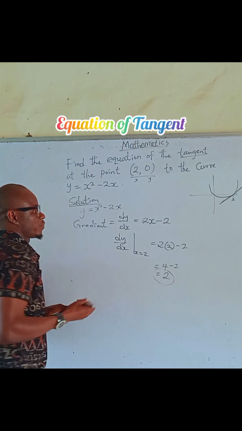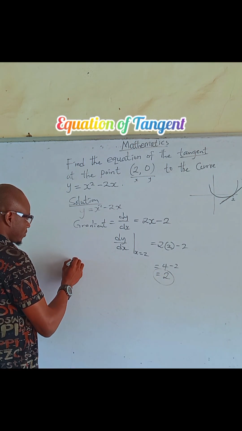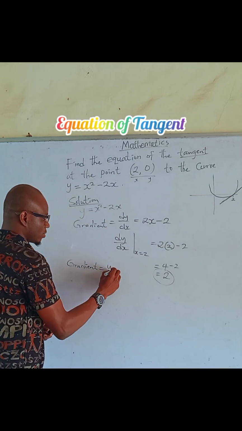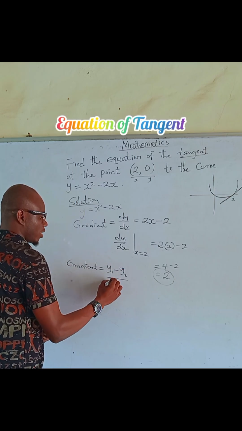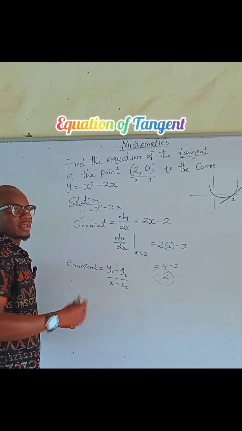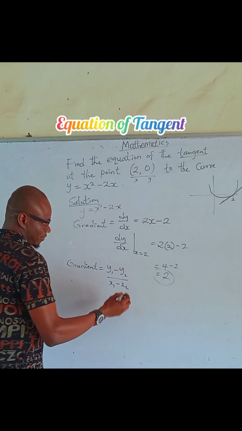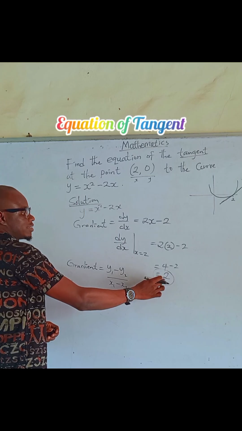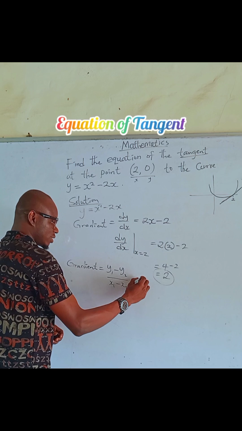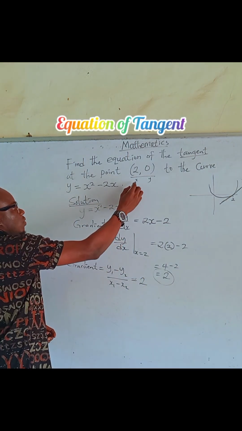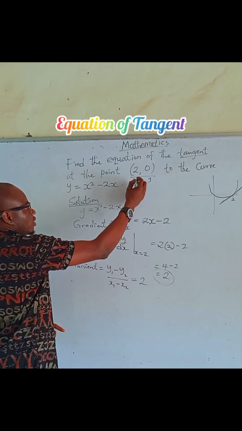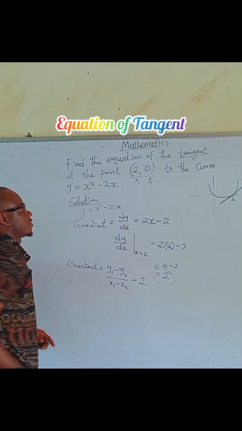So if the gradient is 2, and we know that for every straight line the gradient is given as (y1 minus y2) over (x1 minus x2). This is the general formula for the gradient of any straight line in a graph. We were able to differentiate to get the gradient of this particular one as 2, so we can equate this to 2. From the question, we have a particular point given, just one point, not up to 2 points, so we can call this x1 and y1.